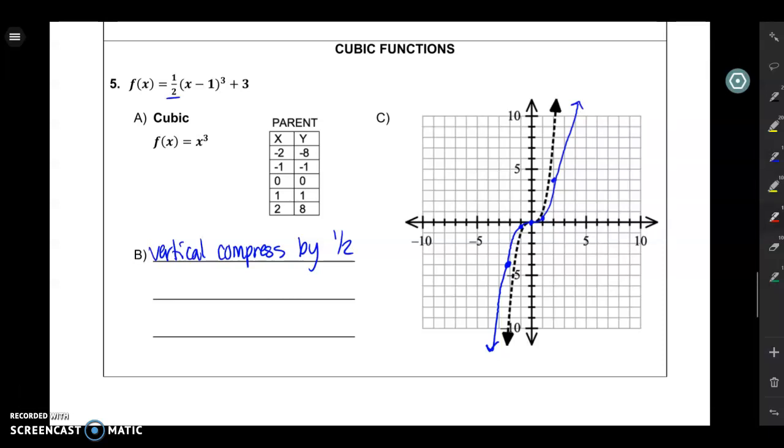The next transformation I see in my equation is that I'm subtracting 1 on the inside, which means I'm moving the graph to the right 1. So I'm just going to take this blue graph and shift all these points over right 1. And then I'm going to sketch that graph. Now this graph, the red graph, should basically run parallel to the blue graph. It's just going to be 1 unit over.